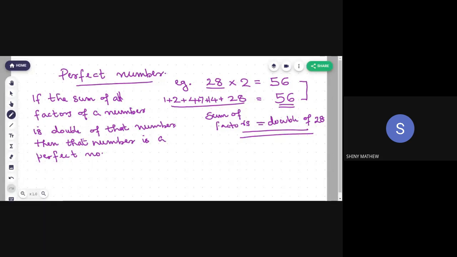Okay, all of you study the definition of factors and perfect number. Those two definitions you should study. Then all of you try to find one more perfect number.